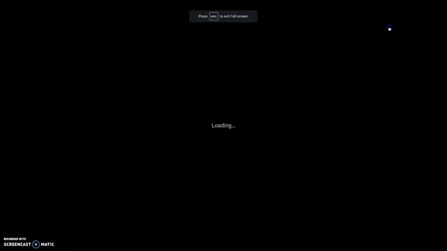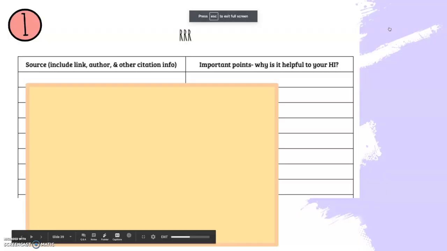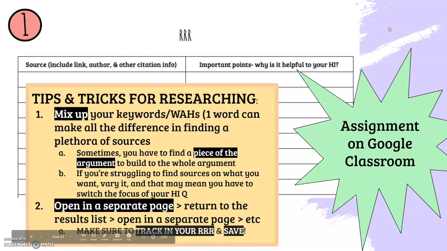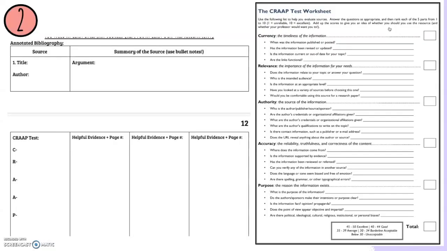So these are my logistical tips and tricks about how to research, making sure that you are, of course, adding to your RRR and saving those sources. Then what you're going to do is after you have all those sources on your RRR, you're going to pick your top 3, remembering to probably pick at least 1 primary at this point so I can offer you that feedback. What you're going to do for each of the sources is fill out an annotated bibliography chart.